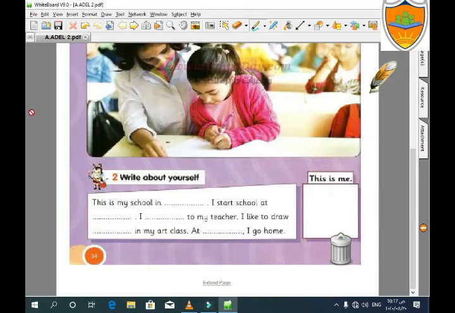Let's move to the next part. Number 2, we have here, write about yourself. This is my school in Aswan. I start school at 7 o'clock.